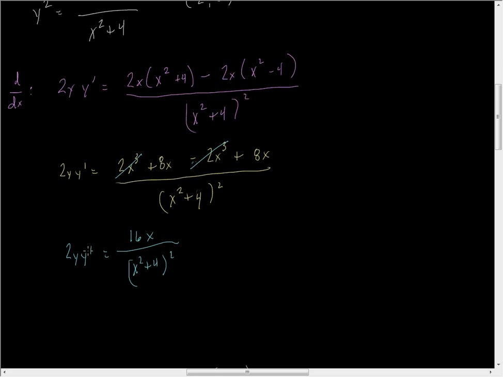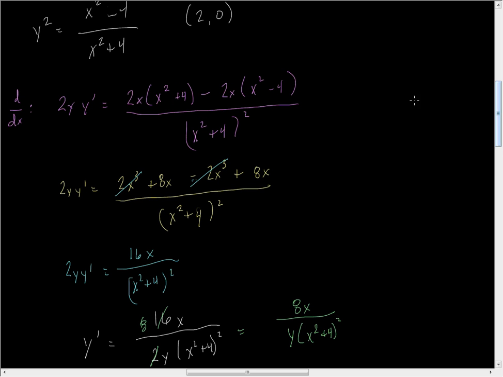Divide both sides by 2y. And so you have y prime is equal to 16x divided by 2y times the quantity x squared plus 4 squared. 2 cancels with the 16 on top to give you 8 on top. And so we have an alternate form of 8x divided by y times the quantity x squared plus 4 squared. Okay, there we go. All right, now on the side here, let's go ahead and put in our values. So we have the 0.20.